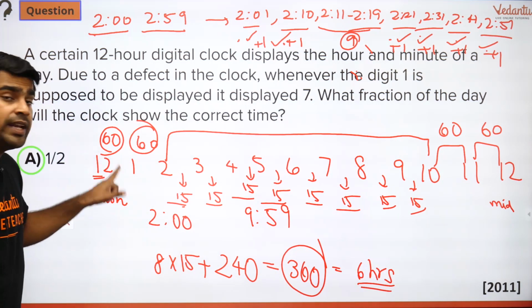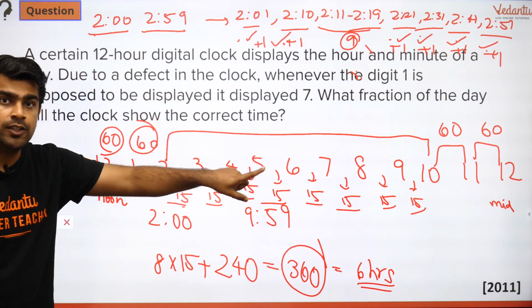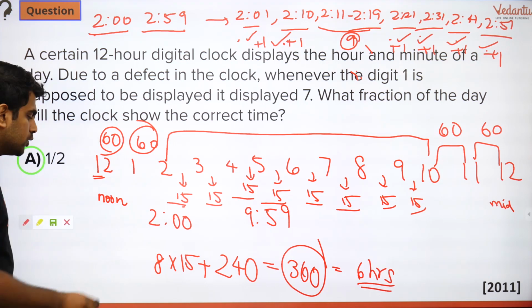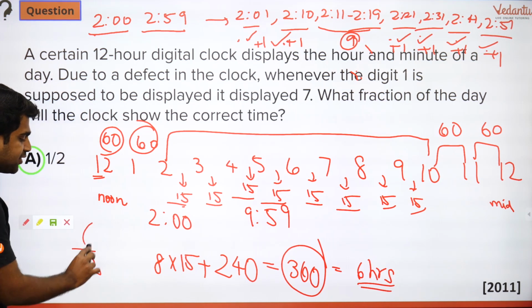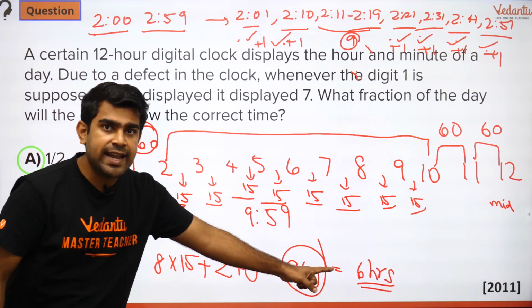So what is the time frame I saw? I saw from 12 noon to 12 midnight. So 12 noon to 12 midnight is how many hours? 12 hours. So for 12 hours, I have 6 hours of incorrect time.